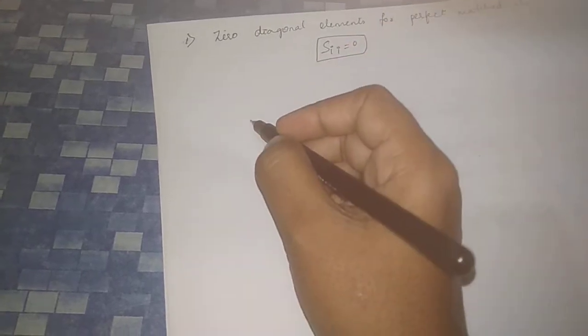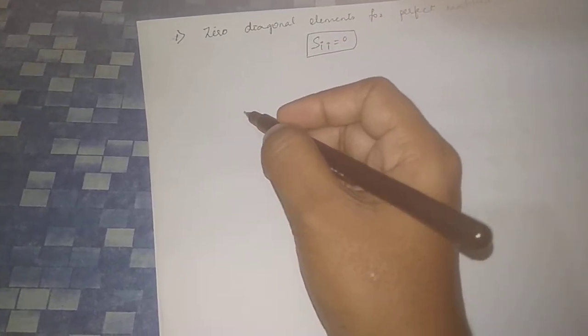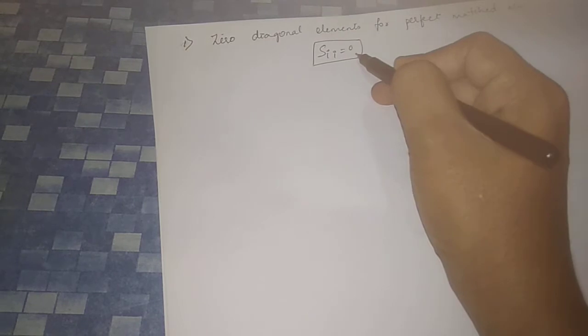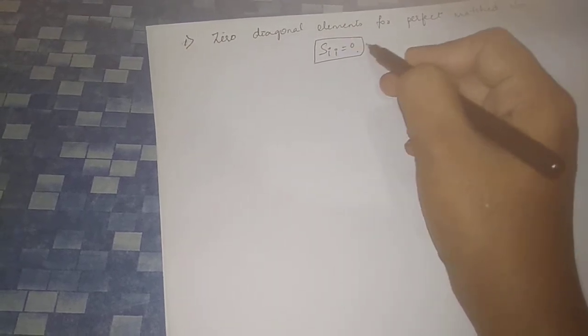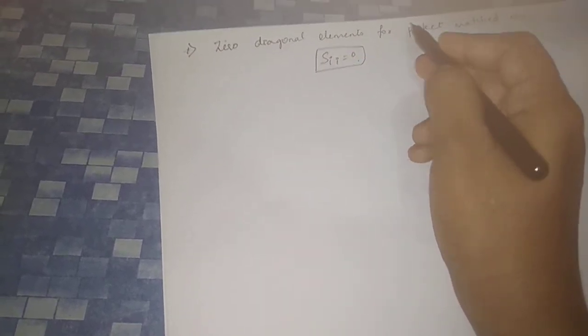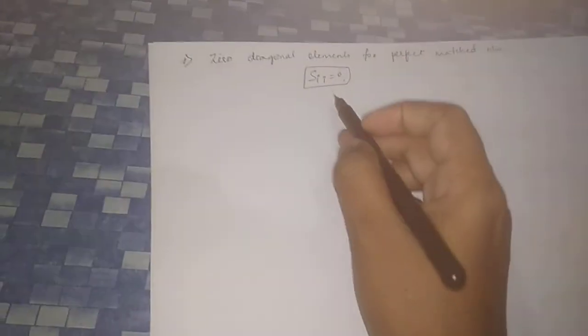Since there is no reflection from any port, you can write Sii is equal to 0, or you can also say under perfectly matched conditions the diagonal elements are 0. So if you have a network which is terminated by a matched load, then you can write the diagonal elements are equal to 0.